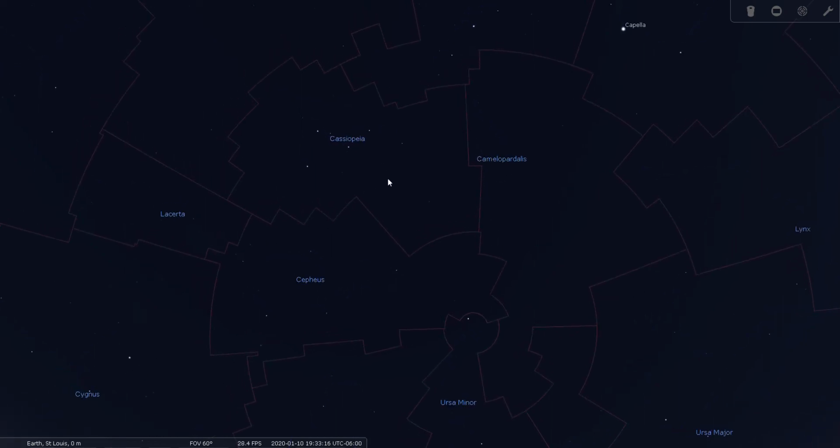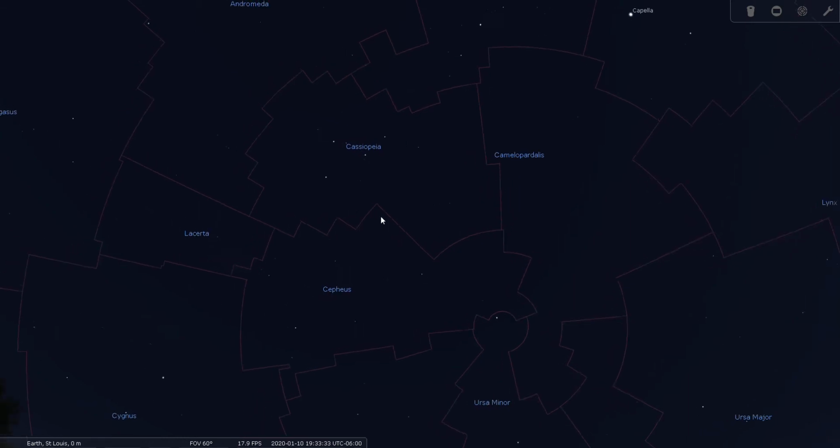Now I've turned on the constellation boundaries. So right here's the North Star, and Cassiopeia the Queen encompasses this whole area of sky that's bordered here that I'm showing you. So it's a pretty good sized constellation. It's not really large, but there's plenty there.